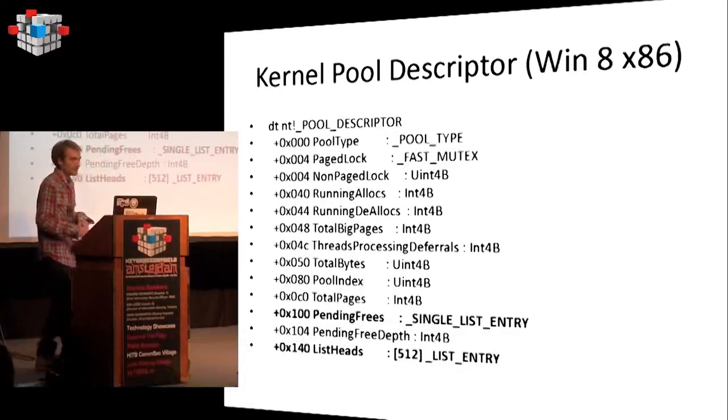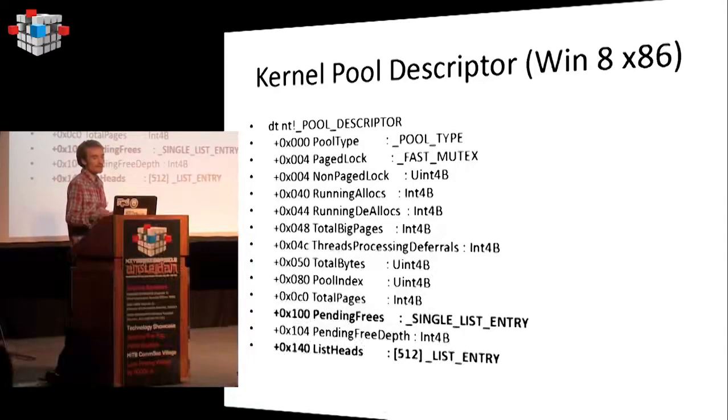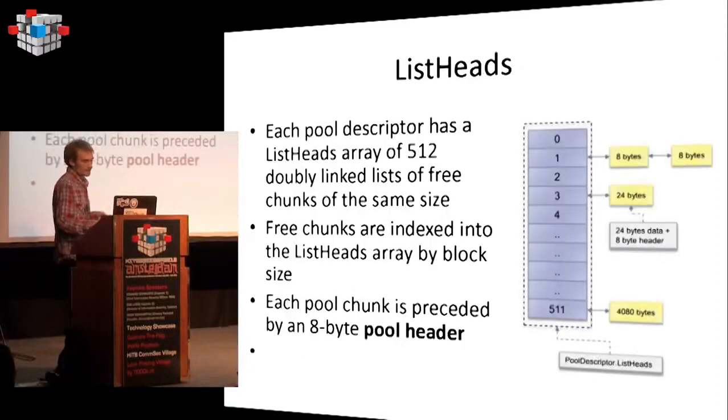So here's just output from the debugger. There are a lot of fields in the descriptor of the pool, but the most interesting ones are ListHeads and PendingFrees. ListHeads is just an array of doubly linked lists of free chunks of the same size. Because there are 512 entries and the granularity is 8 bytes, ListHeads store chunks from 8 bytes to close to page size, 4080 bytes.